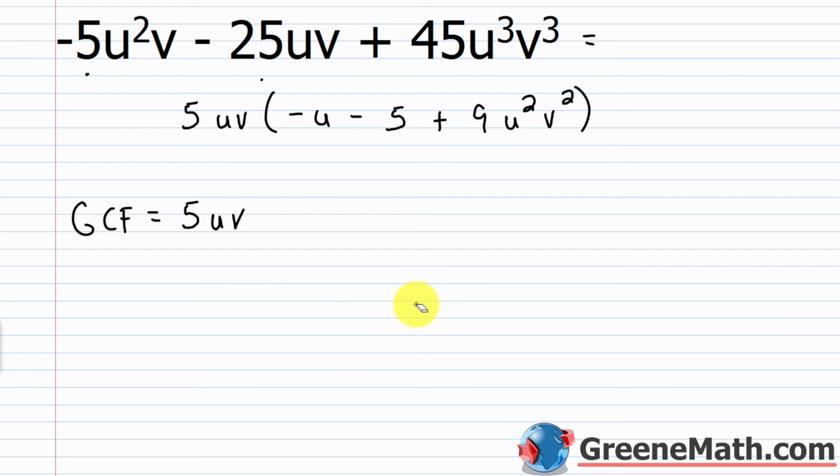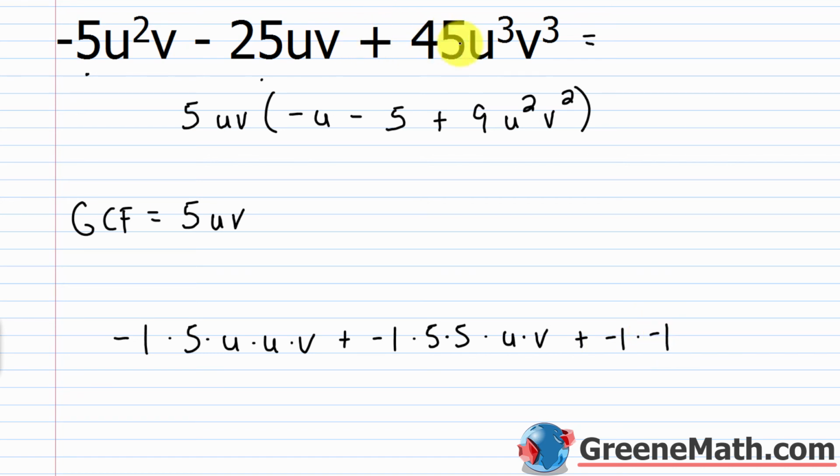So let's say I decided to factor out a negative 5uv. So let's write this as negative 1 times 5 times u times v. And then instead of minus, I'm going to put plus negative 1 times 5 times u times v. And then plus, one more time, instead of 45, what can I write? I can write negative 1 times negative 1, right? Negative 1 times negative 1 is positive 1. So I'm not really doing anything illegal. Then times 5 times 9.